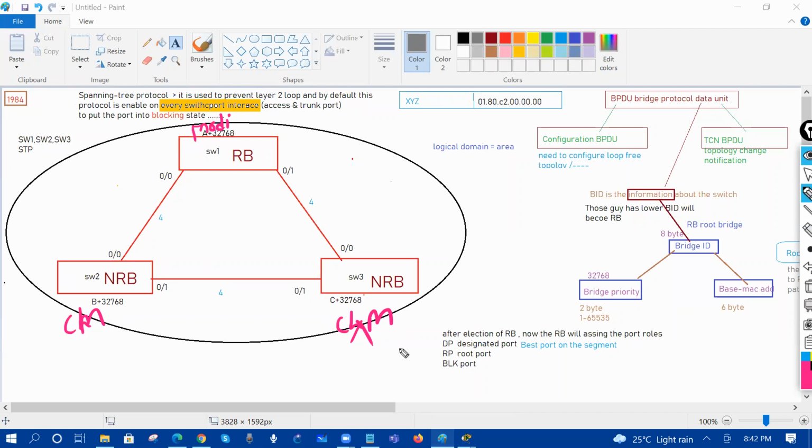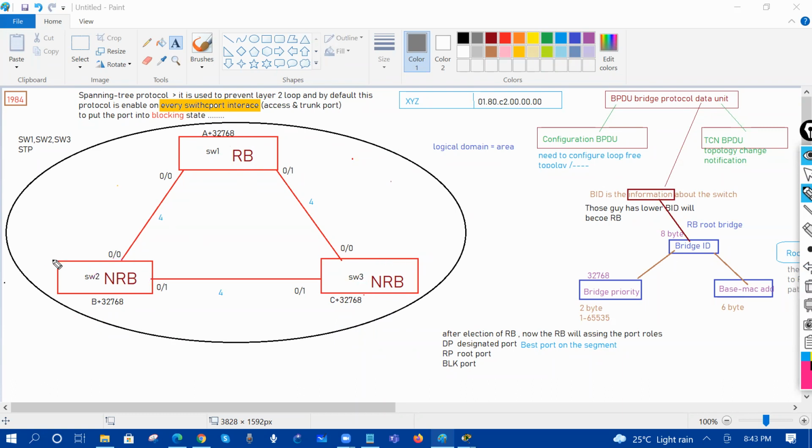This is how things happen in a classroom as well with the CR. Every student is trying to make a good relationship with the CR. In leadership, every person is trying to make a good relationship with the leadership. With a king, every servant is trying to make a good relationship with the king. Same thing. Every CM is trying to make a good relationship with Prime Minister Modi. In this network as well, every non-root bridge is trying to make a good relationship with the root bridge.